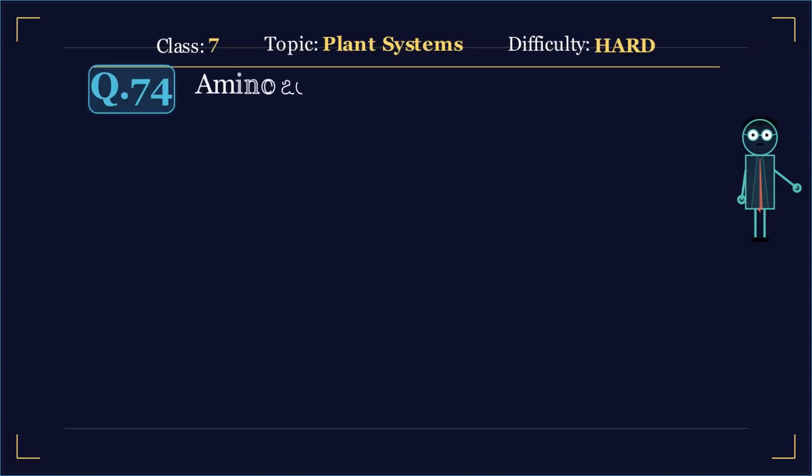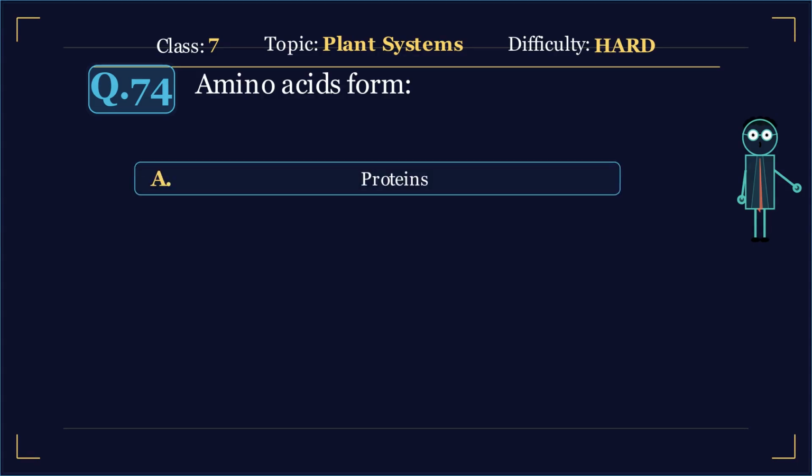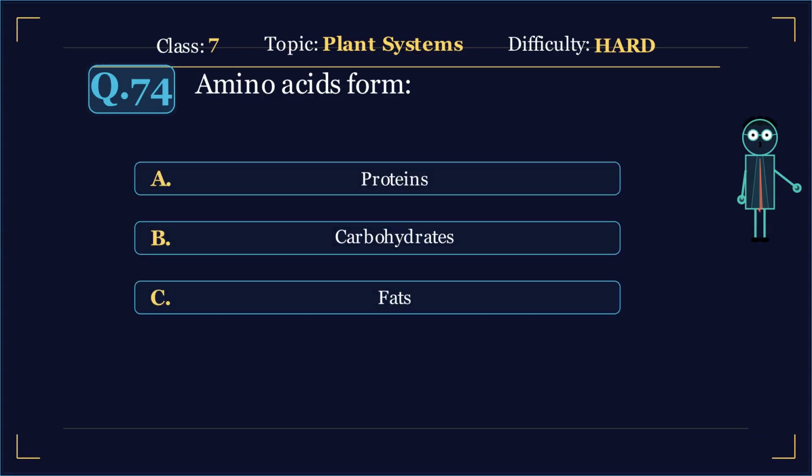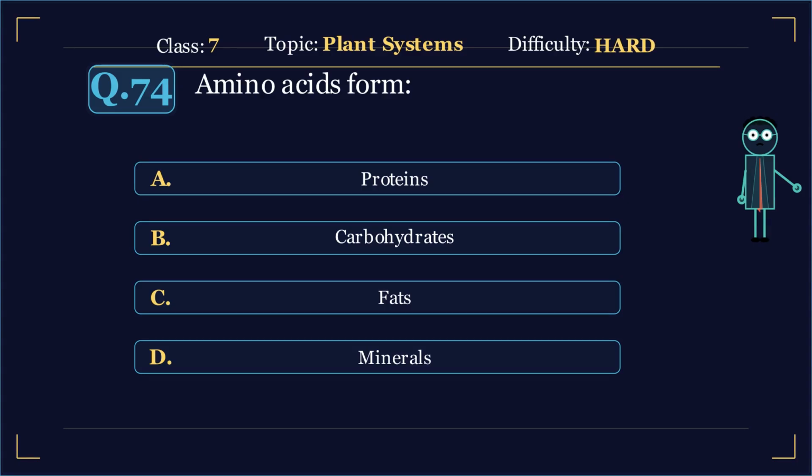Question 74. Amino acids form. Option A, proteins. Option B, carbohydrates. Option C, fats. Option D, minerals. The correct answer is option A.